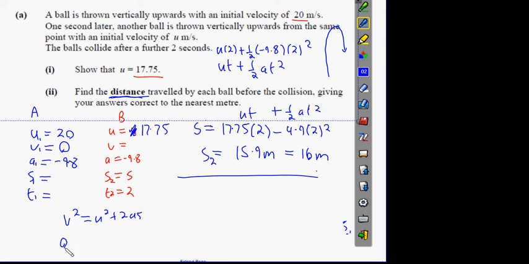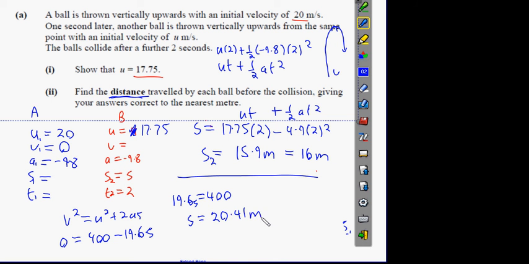0 equals 400 minus 19.6S, whatever S is. S is how far it rises into the air. Can anybody tell me that? So 19.6S equals 400. And what's S going to be then? 20.408. 20.41 for the time being.